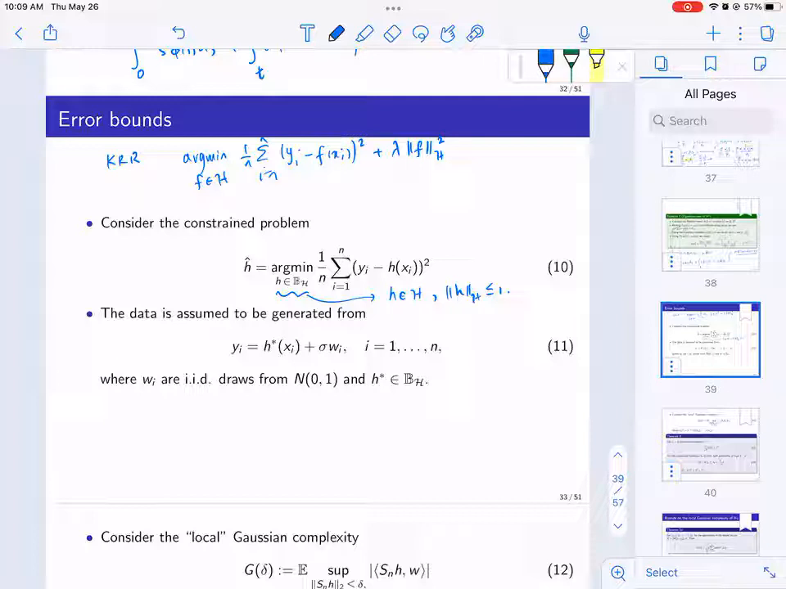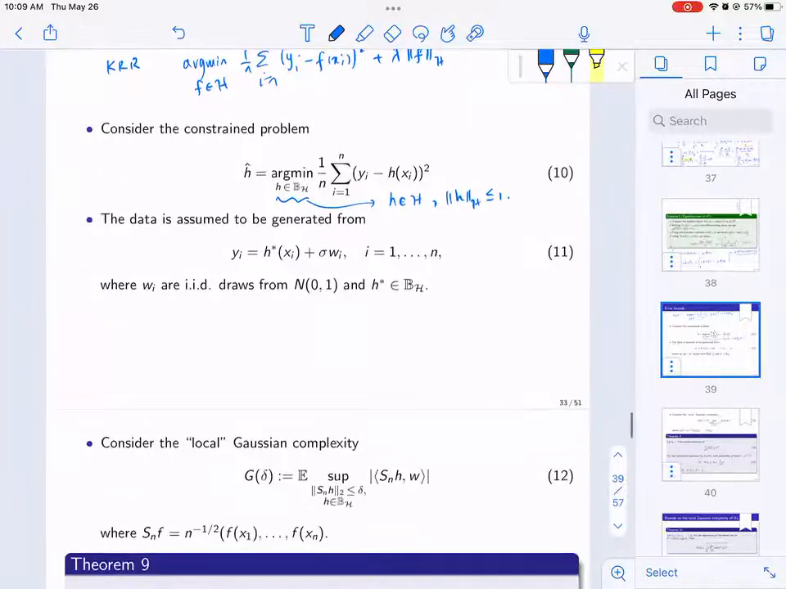This prevents the function from varying too much. Okay, so you may not be able to actually satisfy. So this is different than the interpolation problem. So there might not be any h that makes this 0, and the Hilbert norm is less than 1. That's the idea. So the data is assumed to be of this form.